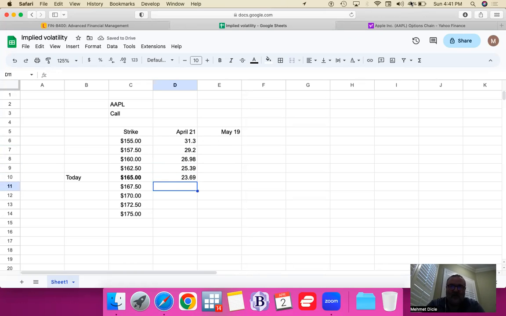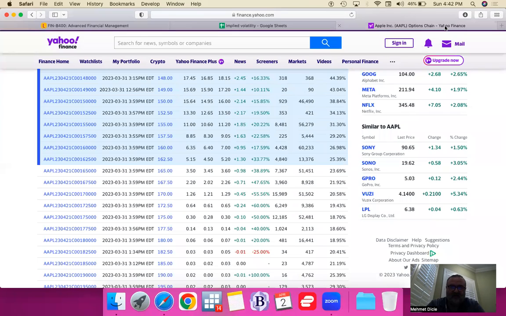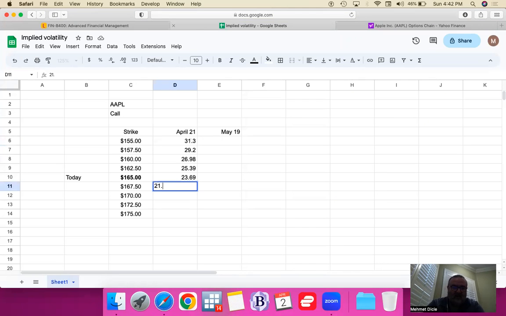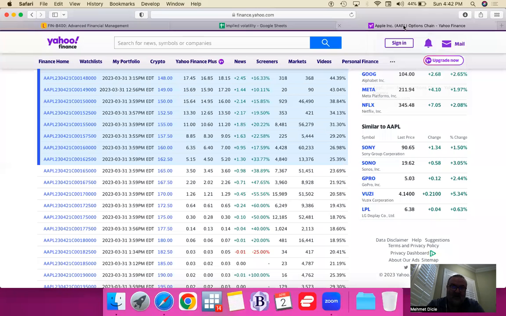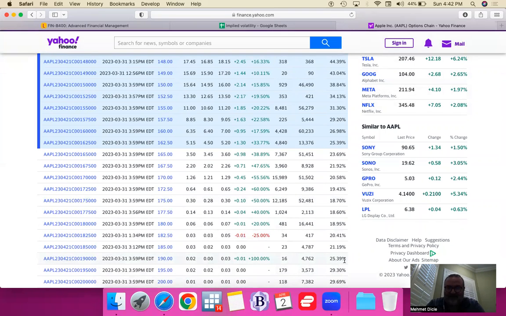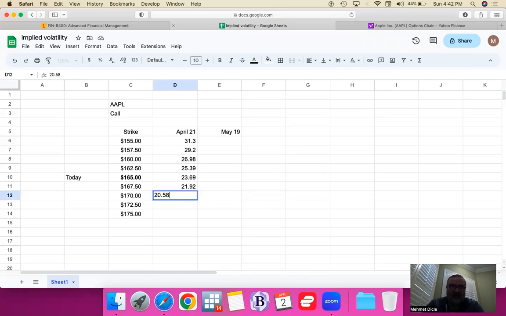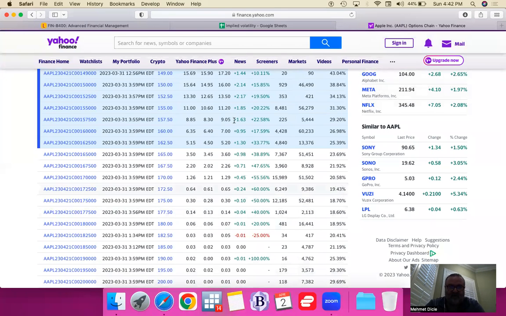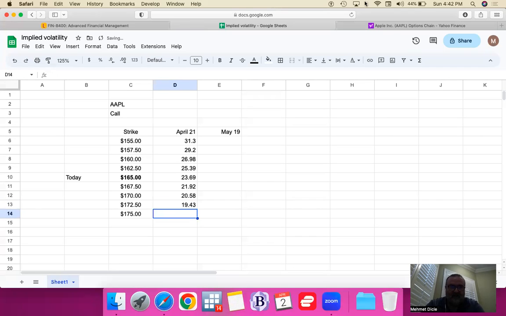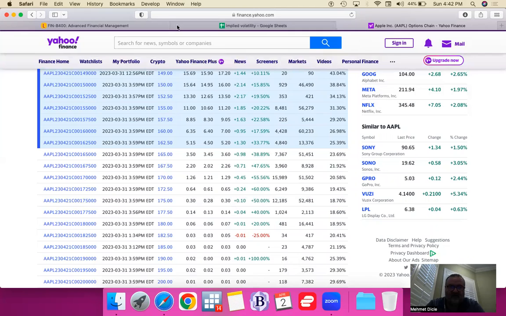Okay. So we now do the same for 167.5, which is 21.92. Notice how the implied volatility is actually decreasing, although I kind of expected that it would increase, because in a different video just a minute ago that we recorded on Stata, we saw it increasing. But it actually starts increasing somewhere deep out of the money, not immediately out of the money. So if you look at 170, we get 20.58. And then 172.5 is 19.43, and 175 is 18.70.